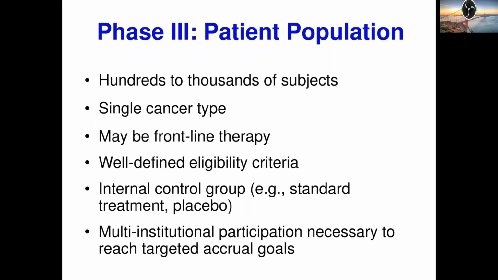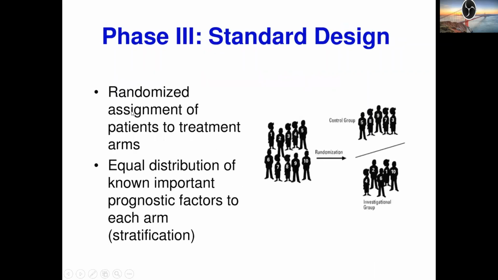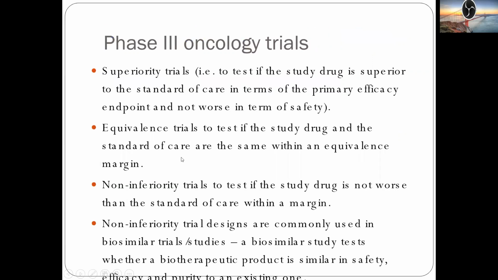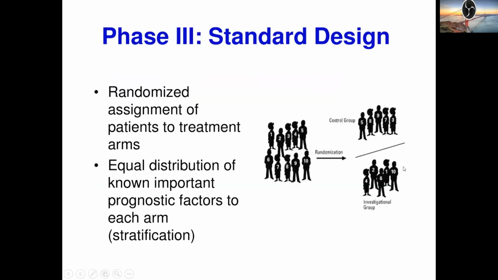Normally it involves hundreds to thousands of patients. It can be of a single cancer type. There should be a well-defined eligibility criteria. There should be an internal control group, wherein in one group we give the study drug and in the other group we give the standard treatment. As the sample size runs into hundreds and thousands, the study will be a multi-centric study. And normally it is a randomized clinical trial with uniform distribution, meaning equal 1:1 randomization, as we call it.